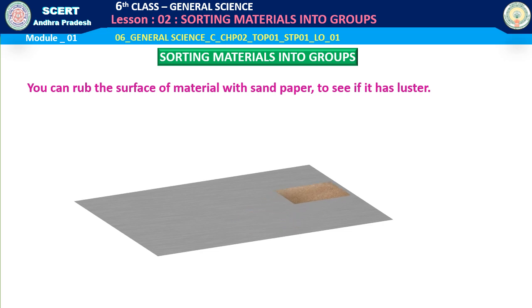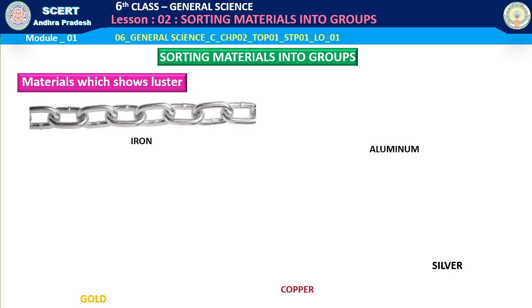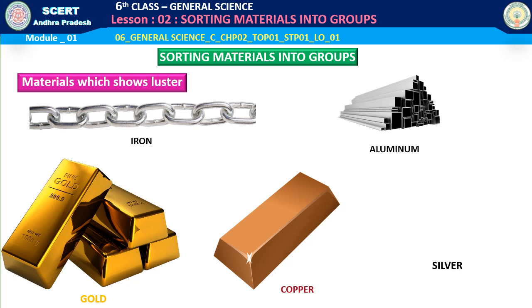You can rub the surface of the material with sandpaper to see if it has luster. Generally, metals show luster. Which material shows luster? Let us observe. Iron, copper, aluminium, gold and silver are examples of metals which show luster. Because of the luster, they are used in making ornaments.